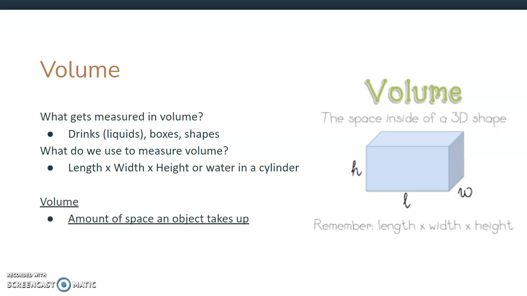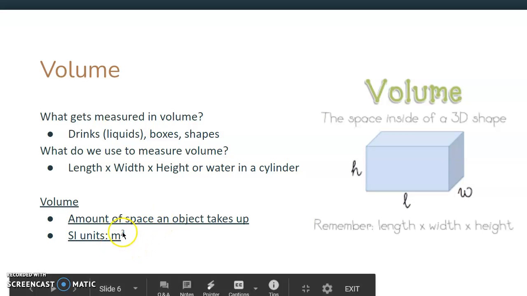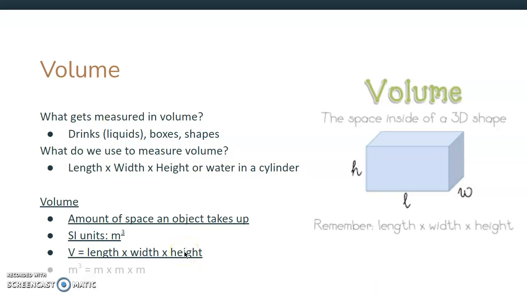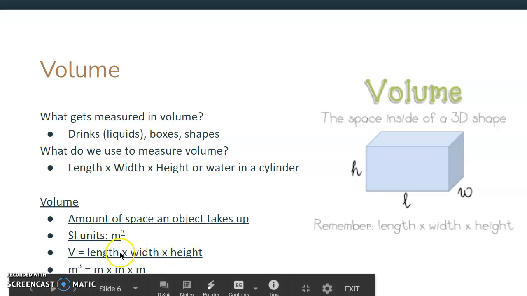So the definition that I want you guys to remember is that volume is the amount of space an object takes up, and our SI unit is meters cubed. This meters cubed is an interesting unit. It comes from the fact that our volume is equal to our length times width times height. If we were to plug in that our length's SI unit was a meter, and also for width and height we would use meters, 1 meter times 1 meter times 1 meter comes out to be a meter cubed. So that's how we get to meter cubed.